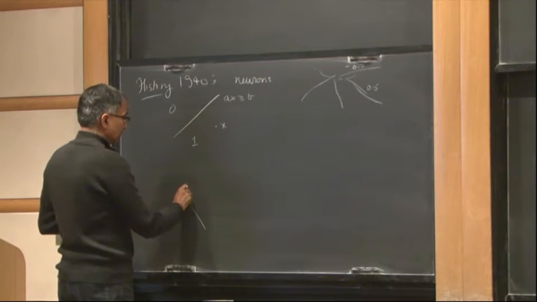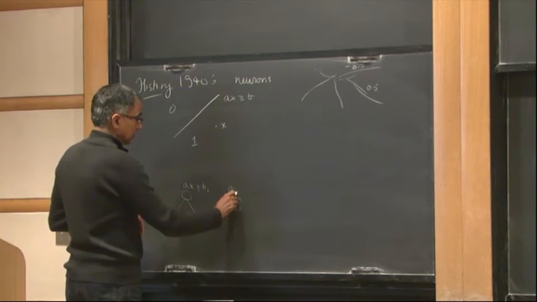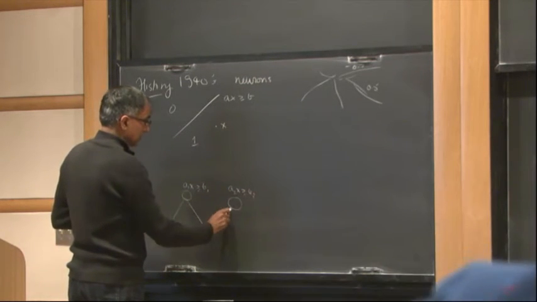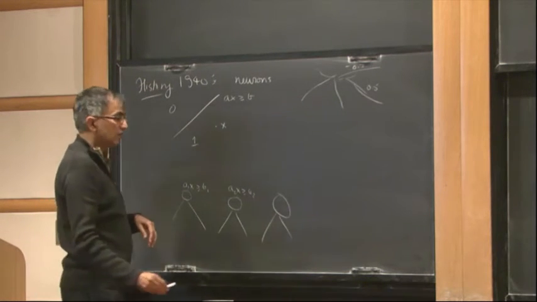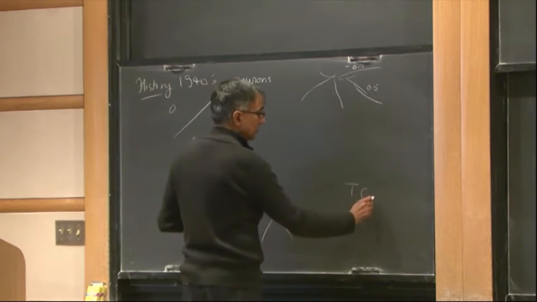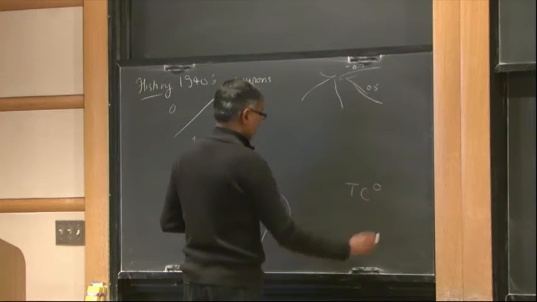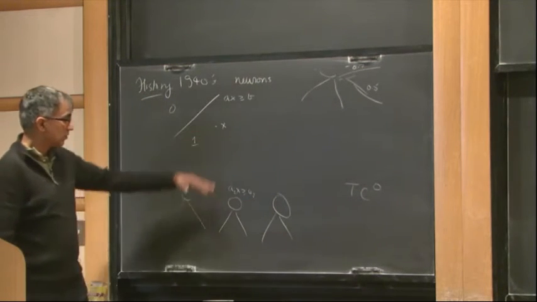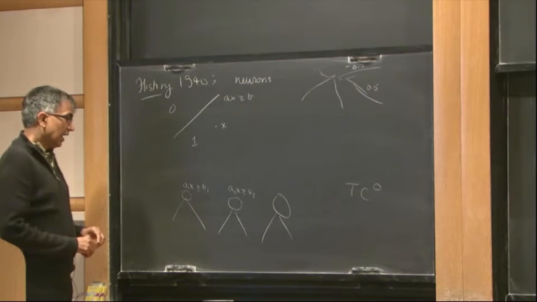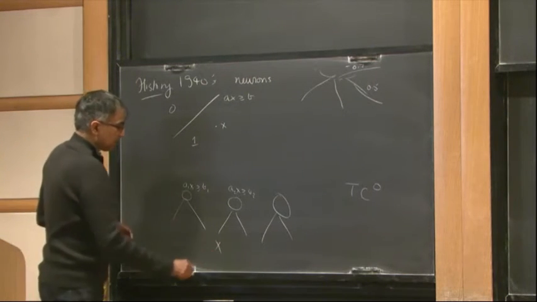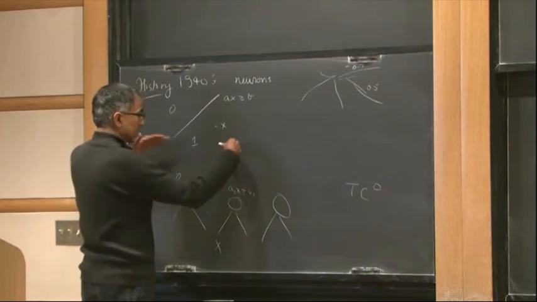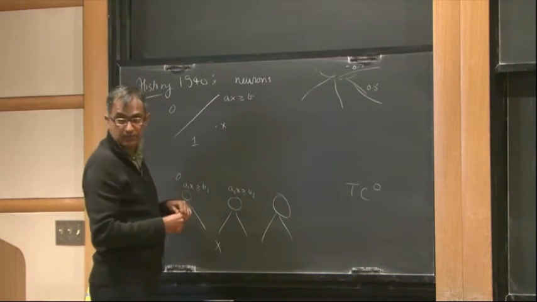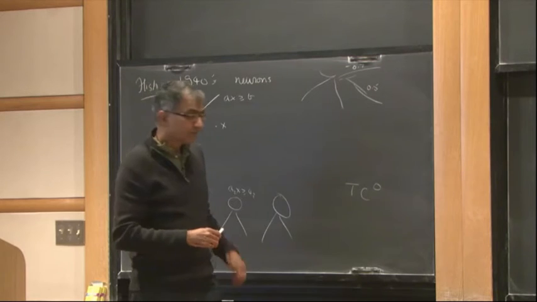So there's some a1x bigger than or equal to b1, a2x bigger than or equal to b2, etc. So there's a level of threshold gates. In theoretical computer science, this model is called TC0: threshold gates, constant number of levels. And x is the input. So you have these thresholds which compute a 0, 1 input again for the next layer and so on. Okay, so that's neural nets.